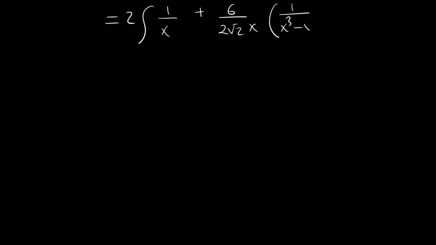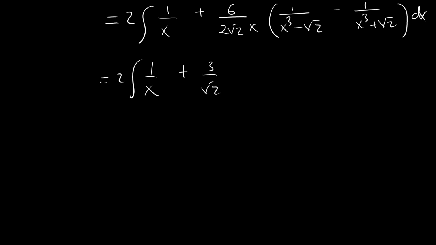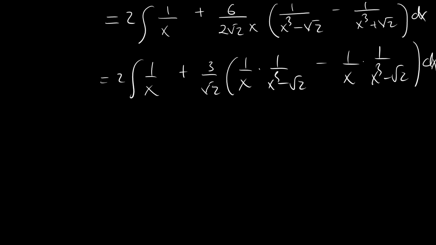So our problem has become 2 times 1 over x plus 6 over 2 root 2 x, and we have 1 over x cubed minus root 2 minus 1 over x cubed plus root 2. So this is 2 times 1 over x. We could say plus 3 over root 2, and we have 1 over x, x cubed minus root 2 minus 1 over x, x cubed minus root 2. Okay, so this is 2 times 1 over x plus 3 over root 2, and we can say this is 1 over x.